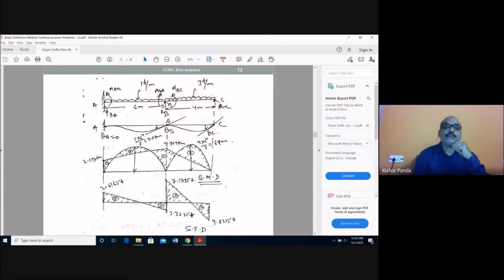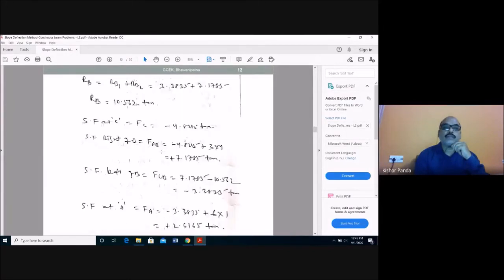Then take the shear force on the left side of B. When we are taking the left side of B, this is the support, with right side and left side. So here you have to take the reaction also. This reaction is an upward force, so you have to deduct this reaction. Shear force left of B is the shear force just right of B minus the reaction at B: 7.1785 minus 10.562, which is equal to minus 3.3835 ton.